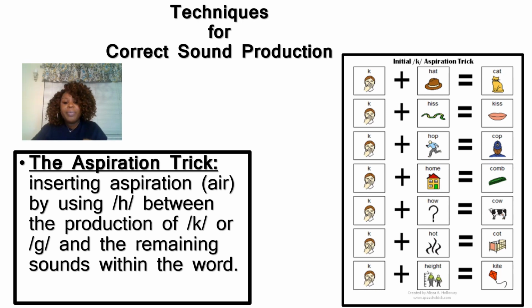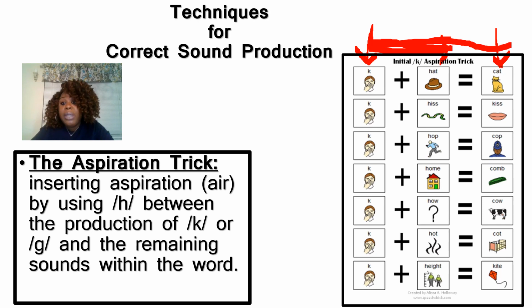So if we go here and we look at our chart, ultimately we want to produce the word cat. But because we know that the child is having difficulty producing the K sound, what we're going to do is first say K by itself in isolation, like this: K. And we're going to add H, hat. So you're saying K, hat, K, hat, K, hat, K, at.